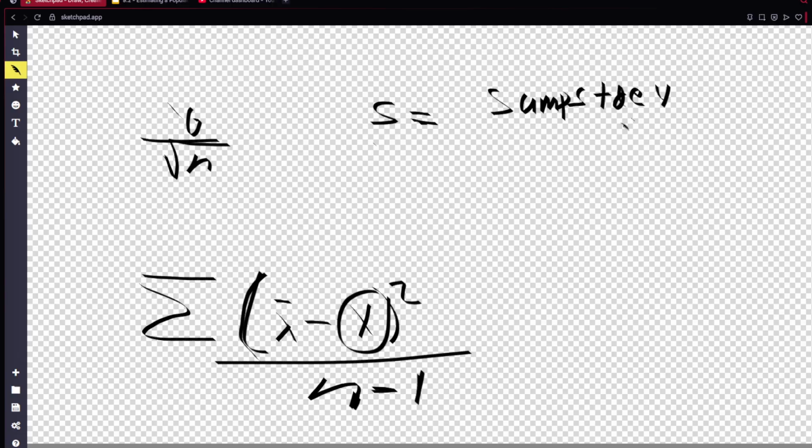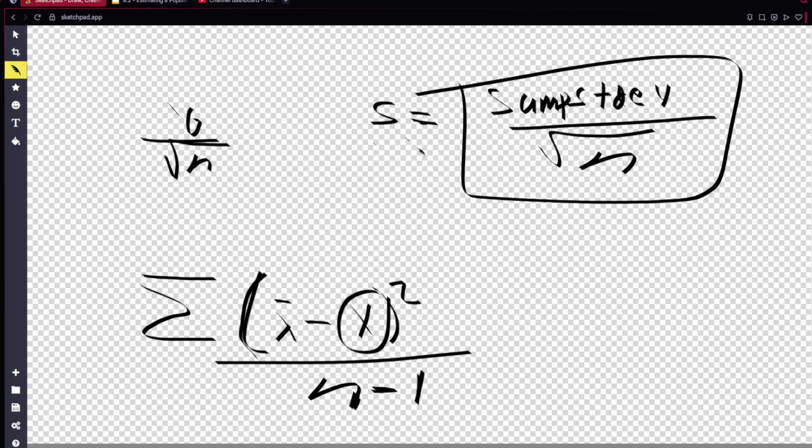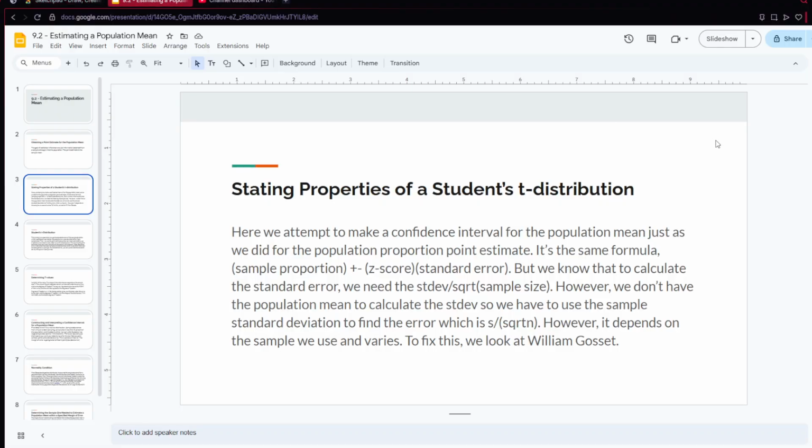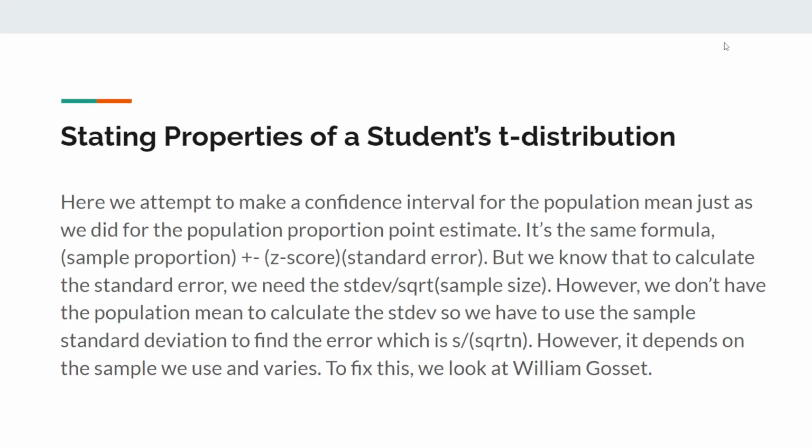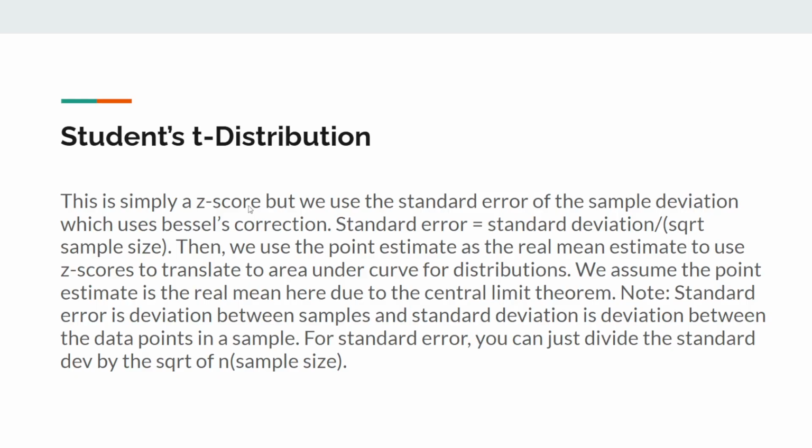over square root n, which is the same for the error formula, but to calculate the standard deviation for a sample, it's always n minus 1, which is Bessel's correction, which has something to do with degrees of freedom, as I mentioned in the previous video. So that's a little bit abstract to understand, but we look at William Gossett, who made t-scores, which is simply a z-score, but we use the standard error of the sample deviation, which uses Bessel's correction.